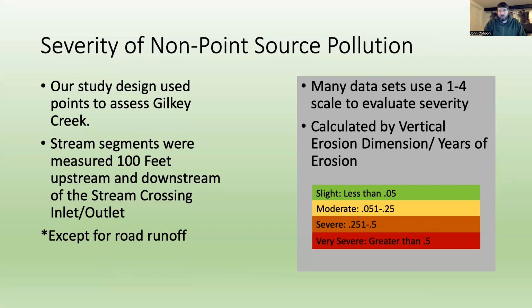You know, like I say, stream erosion was rather continuous throughout the course of the stream, and so measuring how far did that go would essentially mean that we would be walking the entire creek. So everything except for the road runoff, which was something that we were able to evaluate using aerial imagery, all of that was confined to kind of 100 feet plus or minus our stream crossing.